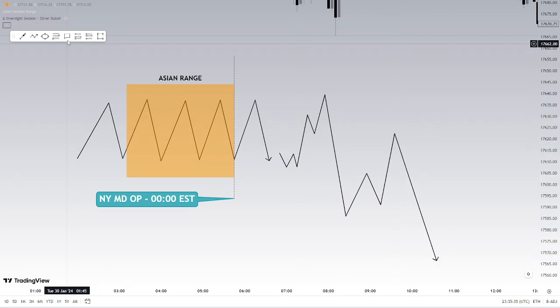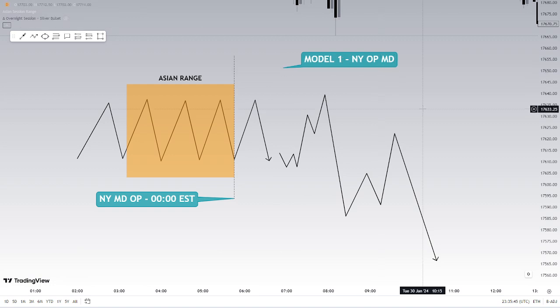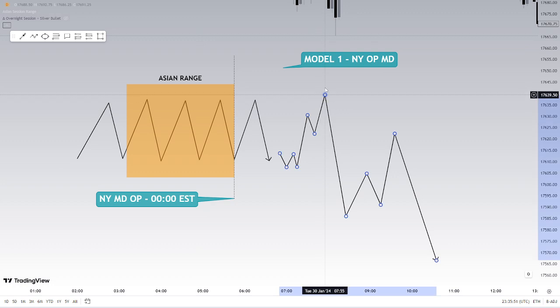This is entry model number one, right? So this is model number one. It can be referred to as the New York opening midnight entry model or whatever you want to call it, really. This is model number one. So what we're seeing here is a clear manipulation of price above the New York midnight opening price, not the Asian high. Sorry, this is very important to understand, okay?